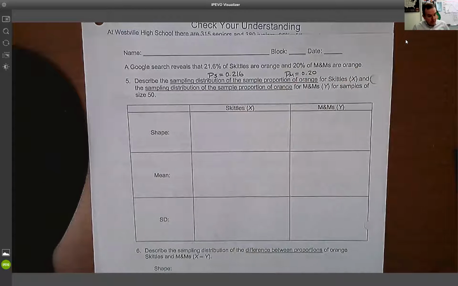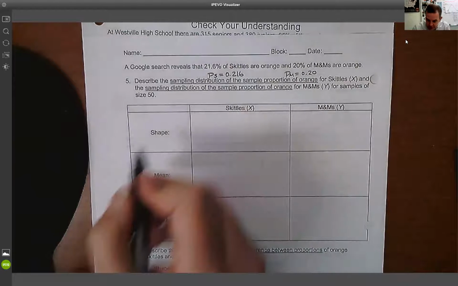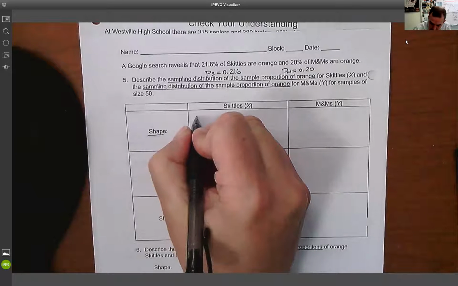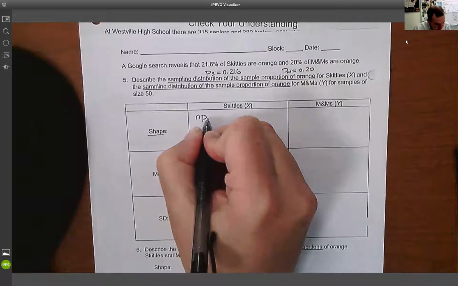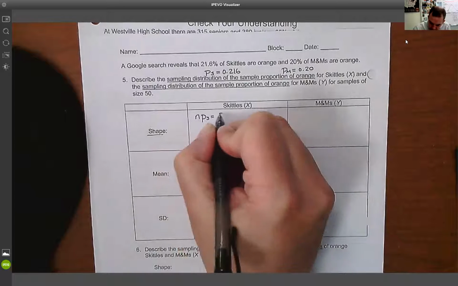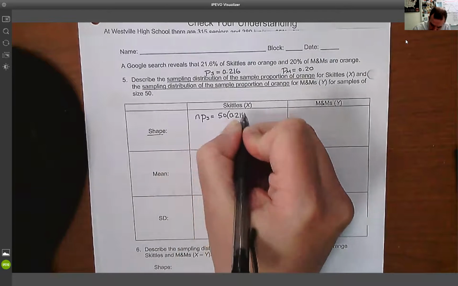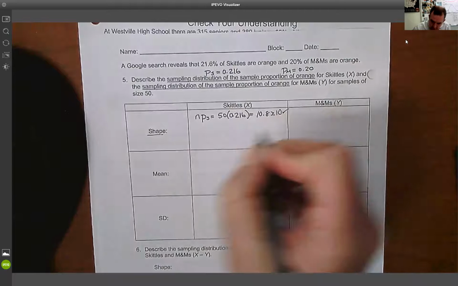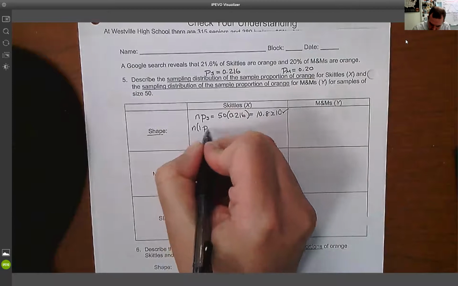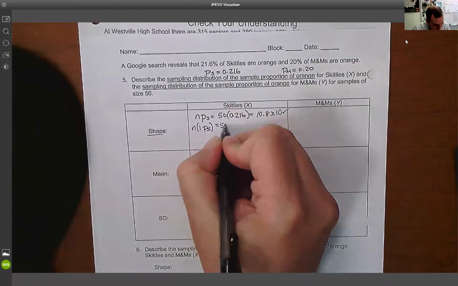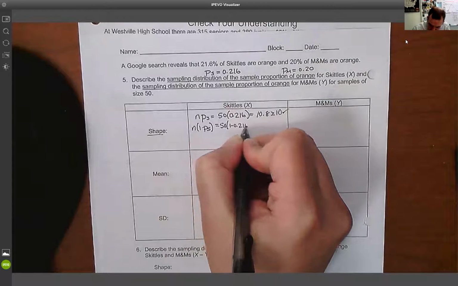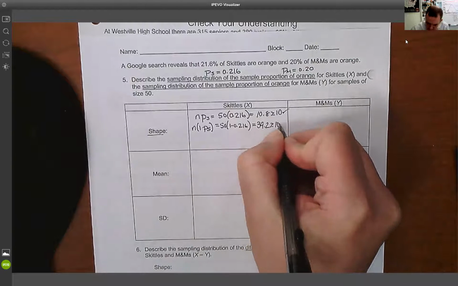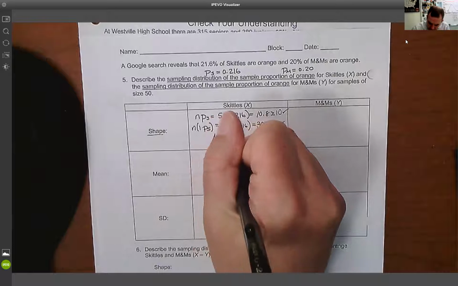So now we're going to go through and look at the shape. The first thing is the shape, and the way we figure out shape is we do the NP thing. We do N times P of Skittles, so 50 times 0.216. That gives me 10.8, which is greater than or equal to 10. And I'm going to do N times 1 minus P of Skittles, which is 50 times 1 minus 0.216. That's 39.2, which is greater than or equal to 10. So I know this is going to be approximately normal.